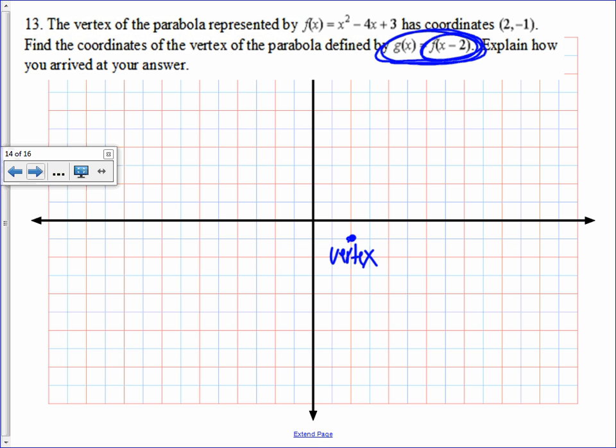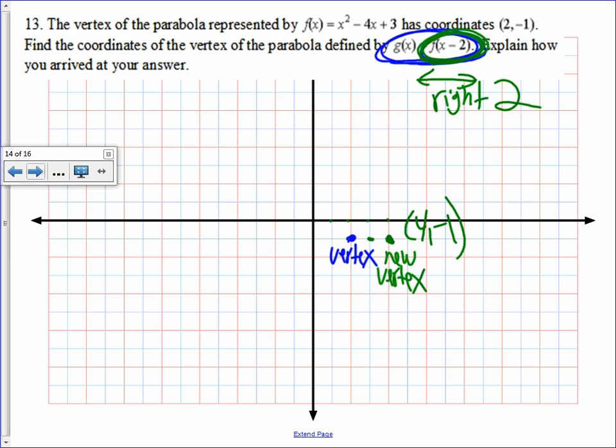When you're adding or subtracting to f of x, it is a translation. It's moving up, down, left, or right. I'm subtracting from the x, so it's moving horizontally. And because it's minus, it's the opposite direction from what you would think in parentheses. So this is going right 2. This is saying the parabola is moving right 2, which means the vertex is moving right 2, which means this is the new vertex. The coordinates of this point are 1, 2, 3, 4, -1. You could have graphed the whole thing, but you didn't have to.